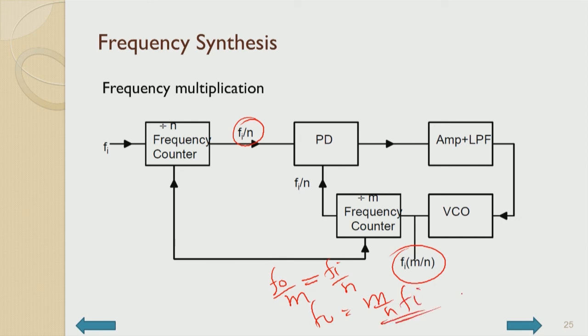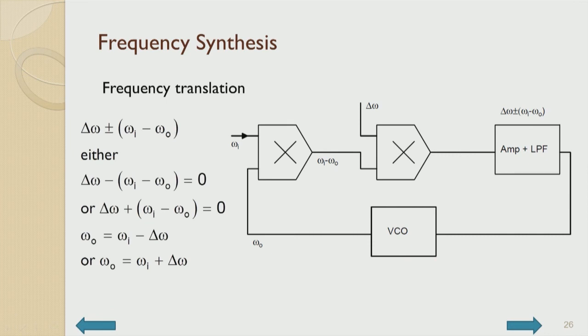So, this is such an easy technique of multiplying by an integer M and dividing by an integer n, you can get any non-integer value for M by n. So, theoretically you can synthesize highly accurate output frequencies using this, but efficiently you can do it for any frequency by incorporating multiplication and frequency translation together to form a complete accurate frequency synthesis.